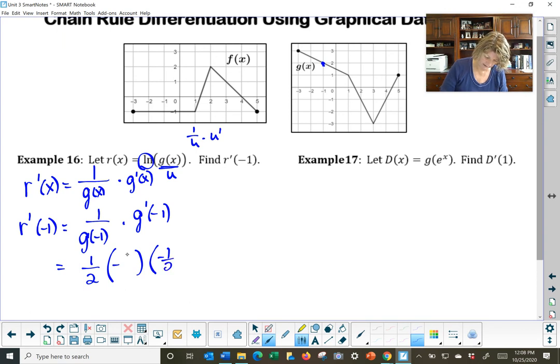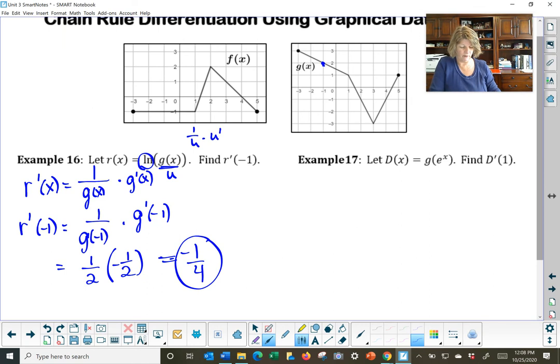Oh, I put it in the wrong spot. I already had the parentheses set up. My eraser's just not connecting. Looks like we get negative 1/4 on our answer. R prime of negative 1 is negative 1/4. All right. Lastly, a g of e to the x.